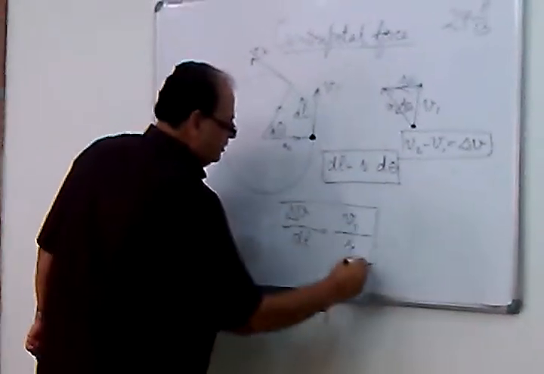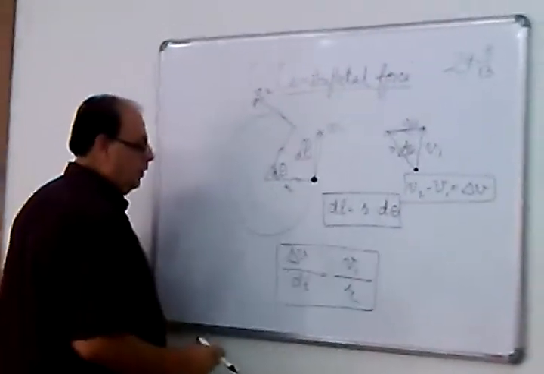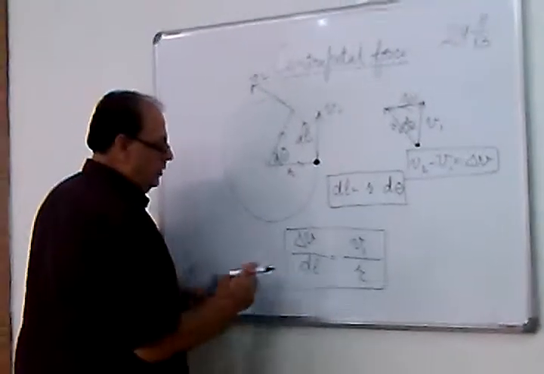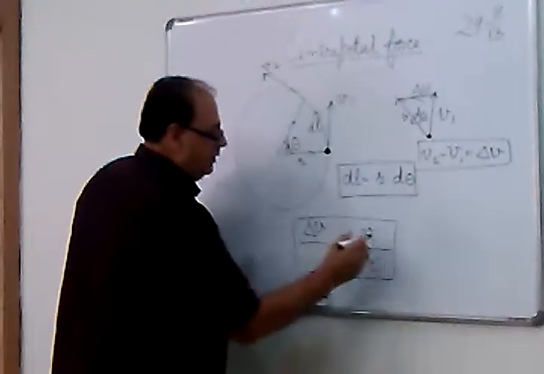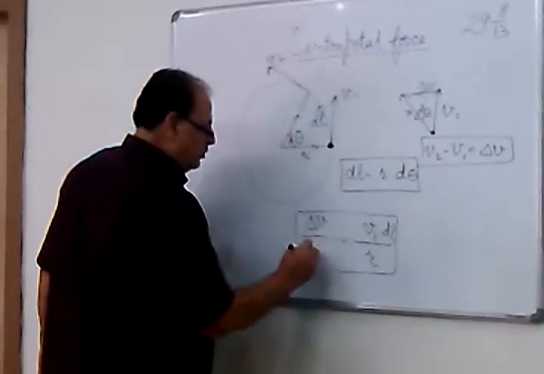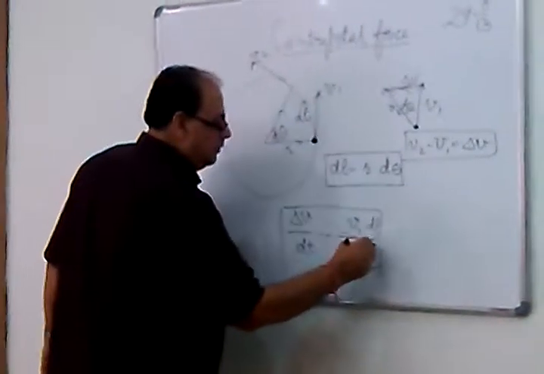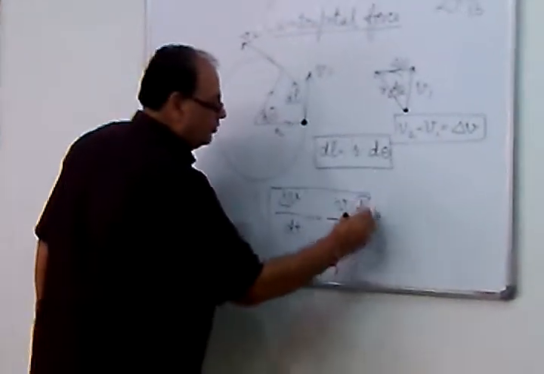If you take this equation, take this dl here, divide both sides by dt, this thing also will become v1.